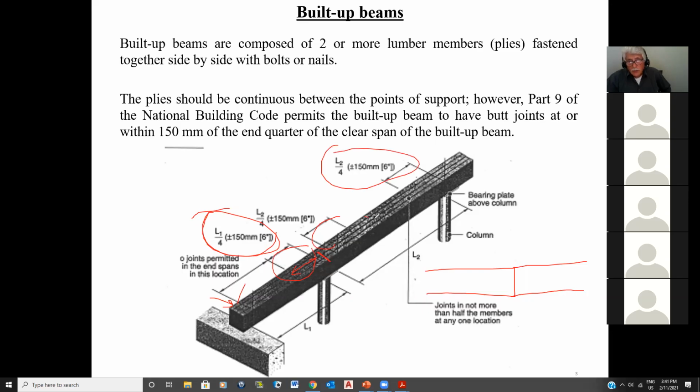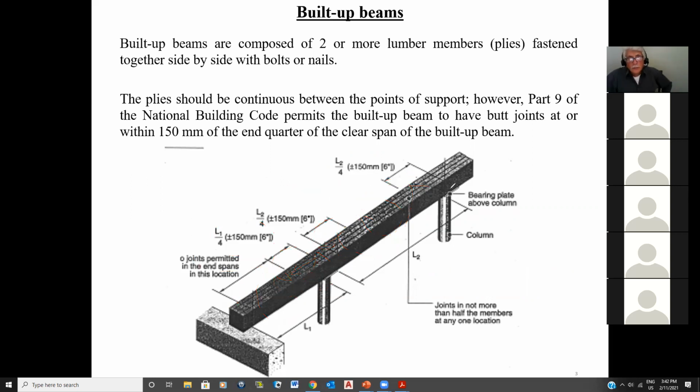You should not have a butt joint in the middle, because that's where the bending is the highest, and therefore all the fibers have to work together. It's as if I'm trying to get this beam to bend, and then all of a sudden I only have 2 plies working in bending. So never have any joints where the moment is the highest. Therefore, the only place you're allowed to have your butt joints is in these areas here, where the shear is high, but we know that the shear resistance of the lumber can probably resist it.